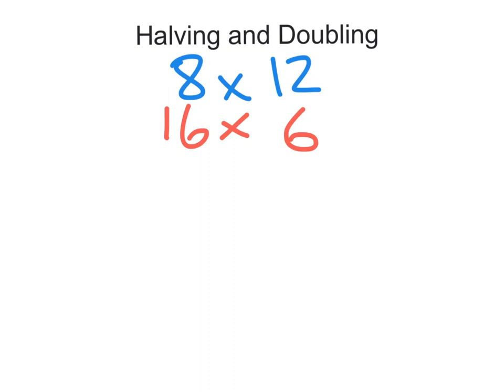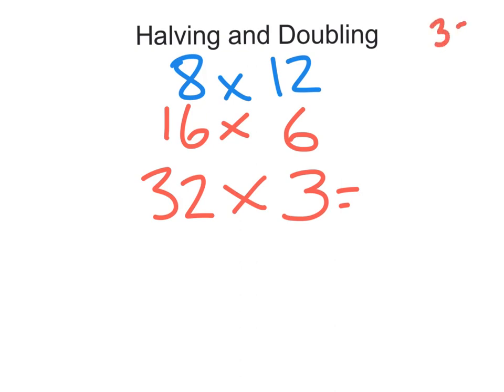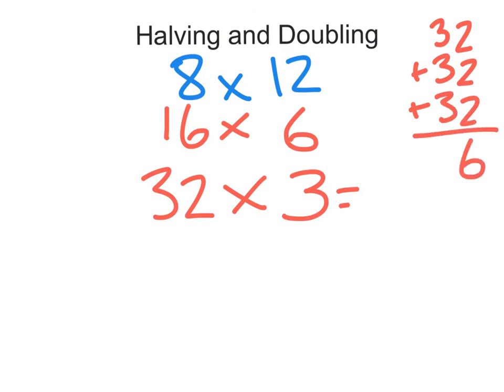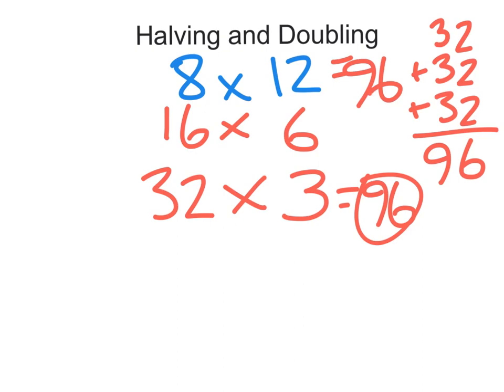It's always best to continue cutting the same number in half. So instead, I should cut the 6 in half and double the 16. That's a tough one. How would I do 32 times 3? Well, I could do some margin work. 32 times 3 is like 32 plus 32 plus 32, right? 3 groups of 32. And there's my answer. So 8 times 12 is 96. Awesome.